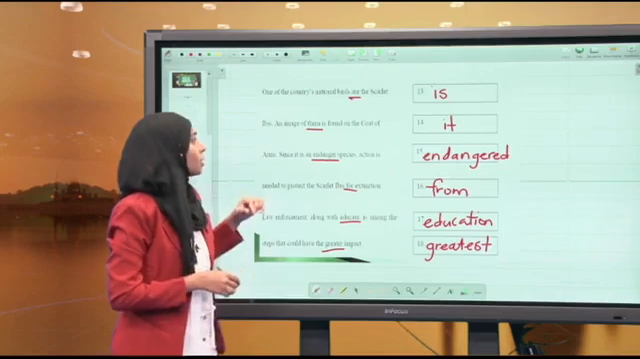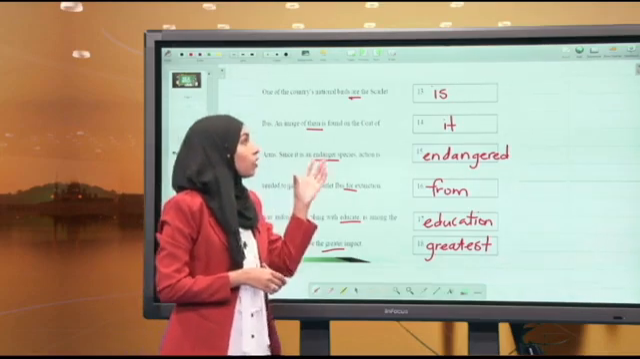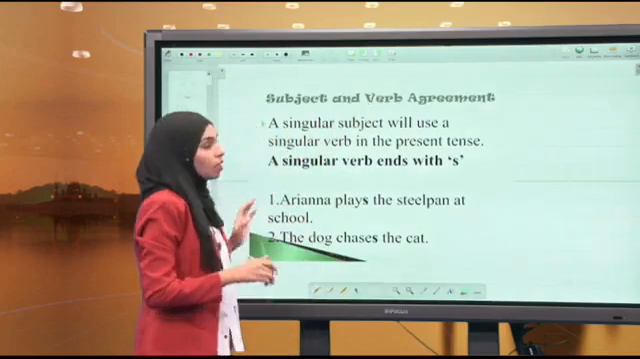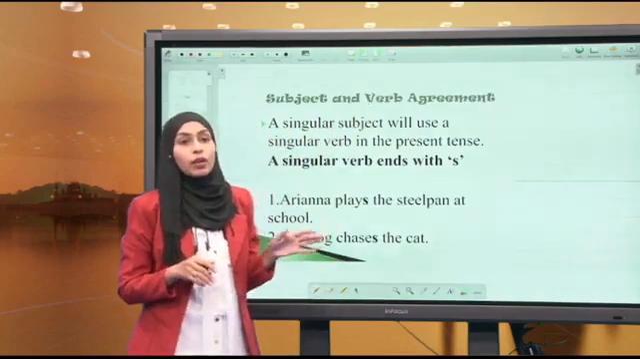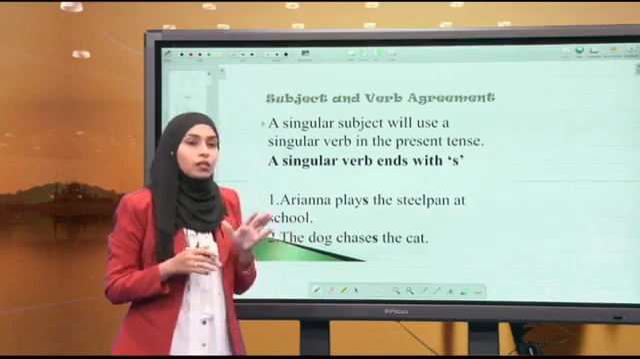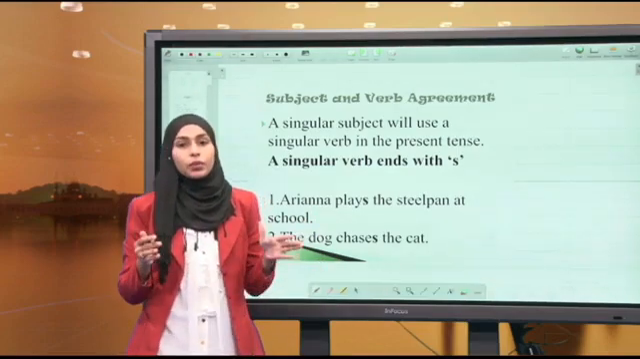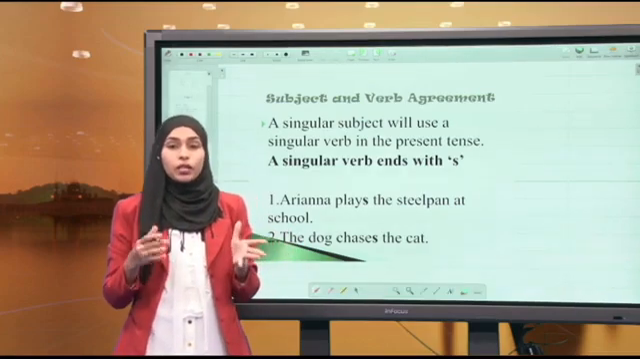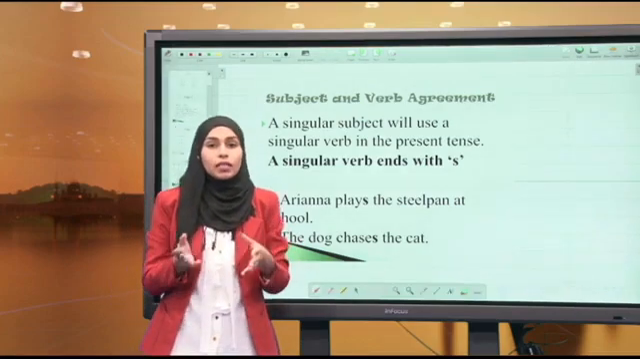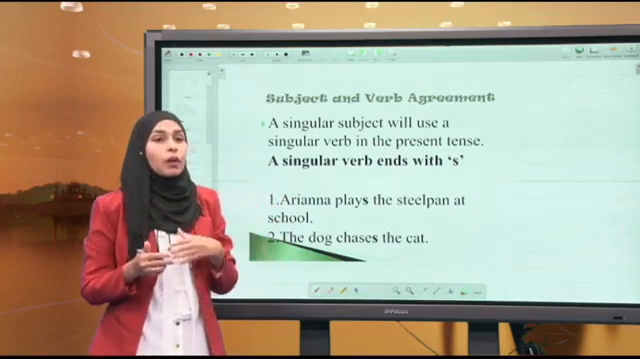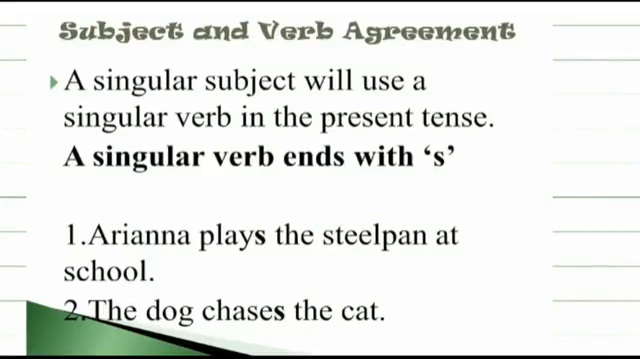One of the country's national birds, and instead of are we have is, the scarlet ibis. This falls under subject and verb agreement. Now, what is subject and verb agreement? We are always hearing in class that a singular subject will take a singular verb and a plural subject will take a plural verb. Well, that is in fact what it is. Your subject and your verb must agree. So a singular subject will use a singular verb in the present tense. So that's something happening now.